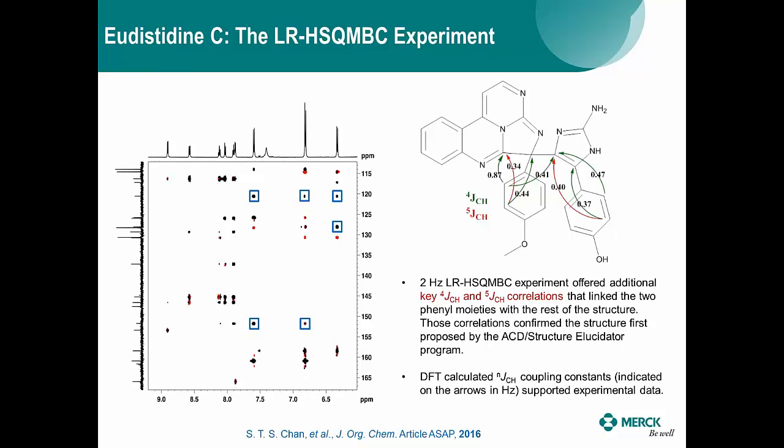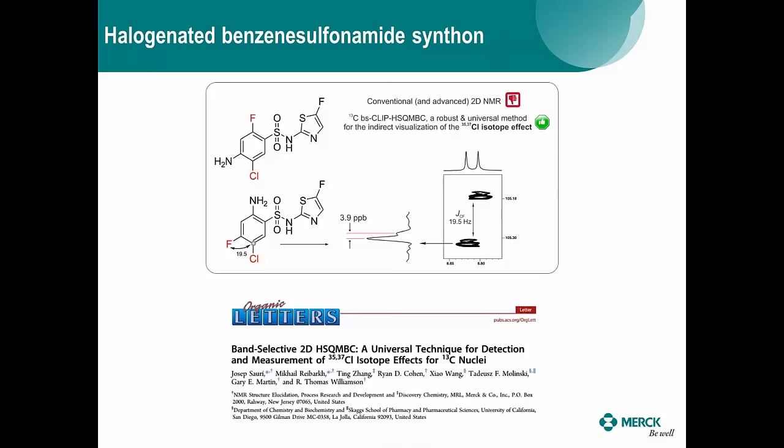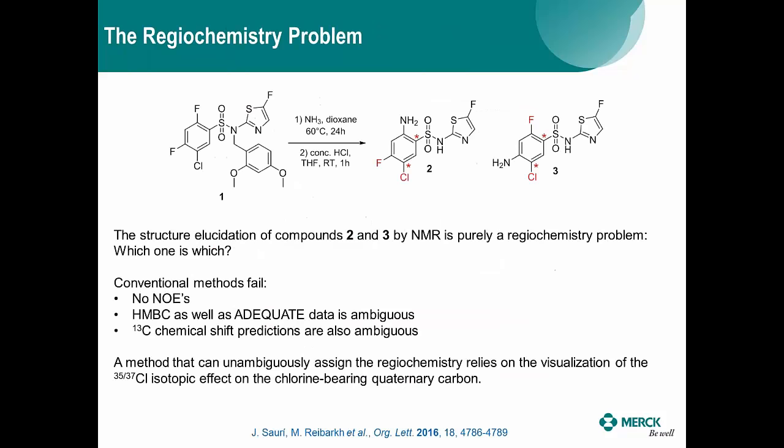Alright, and I want to jump now into the last part of this talk, which is about an experiment that we used to solve a regiochemistry problem that we had. And it's based on the visualization of the chlorine isotopic effect on quaternary carbons. We have this reaction from the chemist. Basically, from this reaction, we can obtain 2 possible regioisomers, number 2 and number 3, and the only difference is whether the fluorine and the chlorine are ortho to each other or para to each other. So we need to know which one is which.